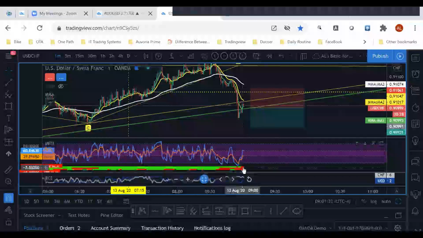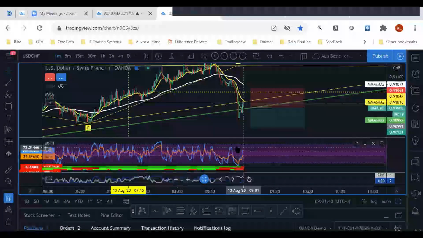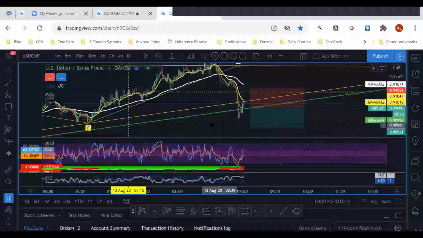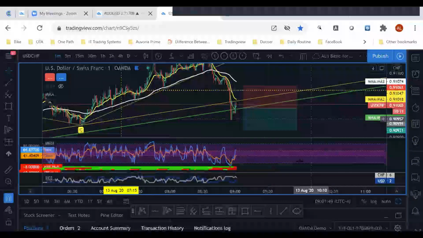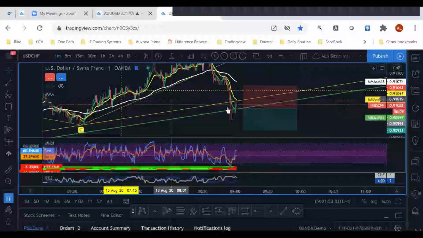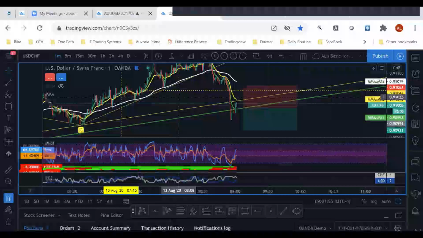Got 3 red hulls, and everything is still hanging below the 60, and we have a nice little hook on the 3-period RSI. So it's still looking okay for now. It's just testing the bottom of the wedge. It might stop us above this line right here.